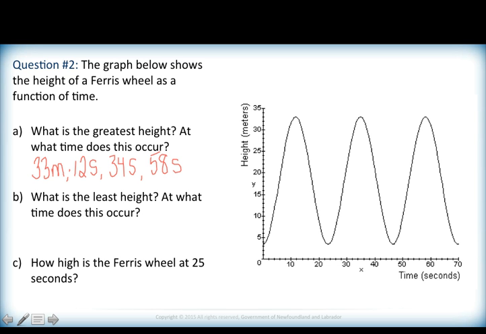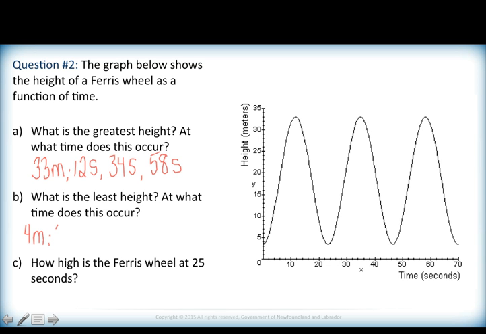Part B, what is the least height? At what time or times does this occur? So our least height will be on the bottom here, the lowest point on the graph. So we're looking at right here. So we're having 1, 2, 3, 4 locations. And if we look, we're looking at about 4 meters. And our time will be initial time. So when there is nothing going on and she's getting on a Ferris wheel. So we're looking at 0 seconds, approximately 24 seconds, 46 seconds, and 70.